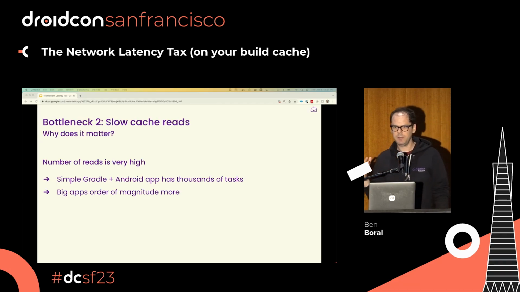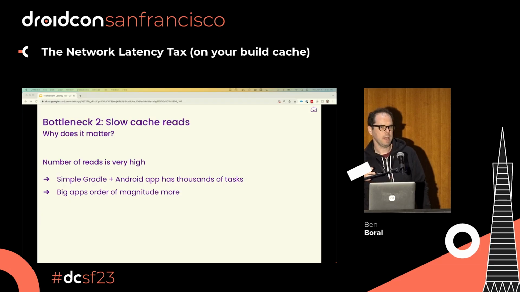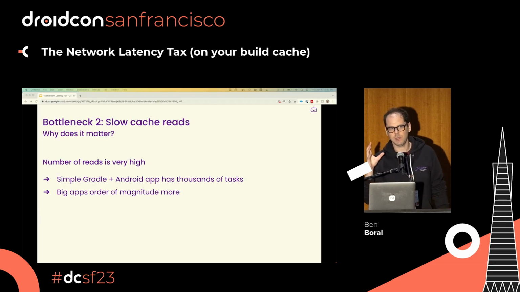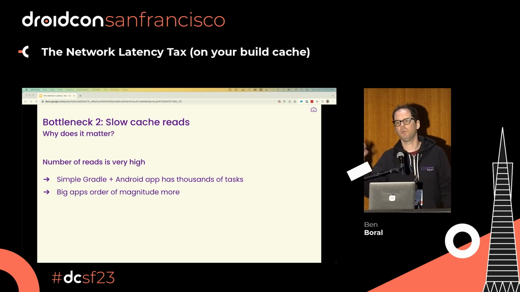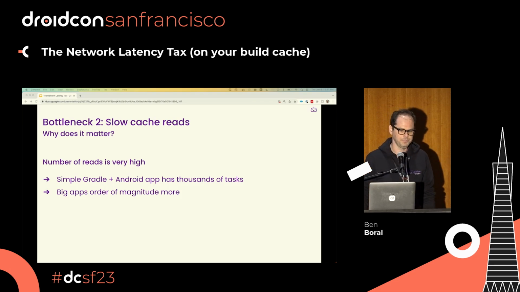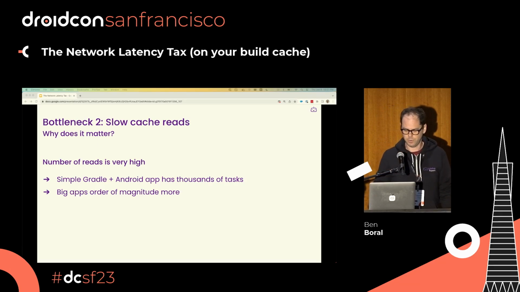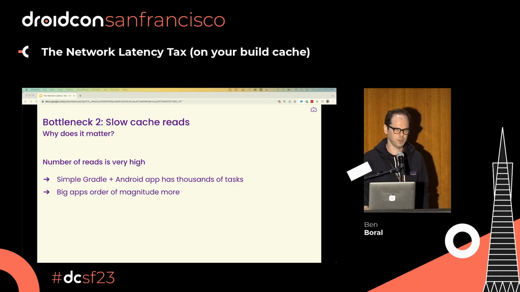Why does this matter? The way that the cache works is it has a ton of small entries, right? So the number of reads is quite high. A very simple Android app will easily have 1,000 task outputs. A non-trivial Android app is going to have an order of magnitude greater or more, I don't know. This also, for our Bazel users, Bazel also will have a large number of entries.